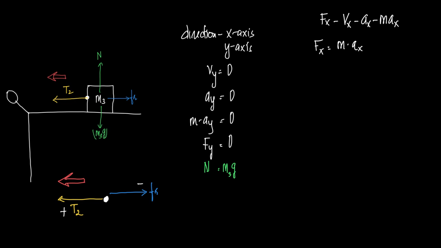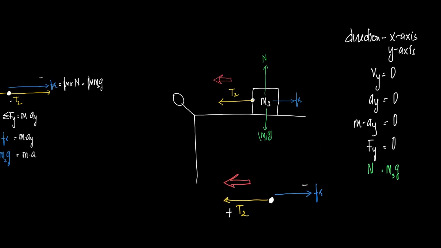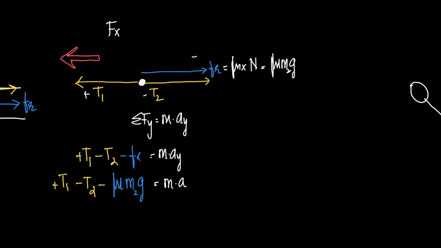So when we take sigma Fx equal to max, what do we write here? We can write plus T2 minus Fr is equal to m into, instead of ax, we can write a here. Okay, my bad. This should not be Ay, it should be ax. Oh, I wrote sigma Fy here as well. I'm so sorry for that. So it will be sigma Fx is equal to max.